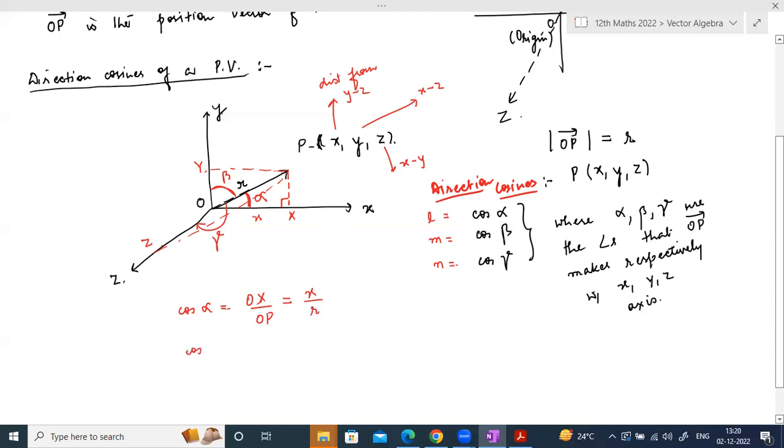And similarly, what will be cos beta? Cos beta will be y upon r. Y upon r. And similarly, cos gamma will be z upon r. Now, this is small l, this is small m, this is small n.